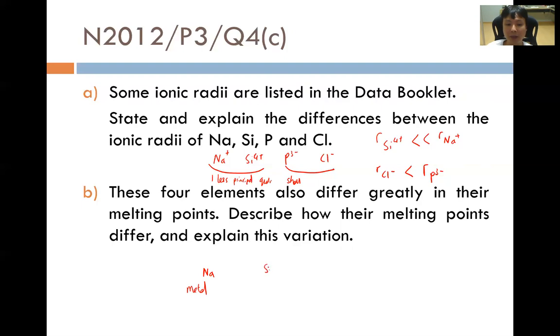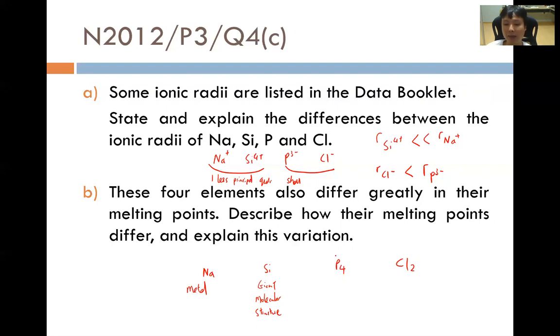For silicon, this is a giant molecular structure. For a giant molecular structure, when you want to melt it, you have to break the strong covalent bonds between the Si-Si atoms, and it will require a tremendous amount of energy, and hence silicon is expected to have the highest melting point among all four. For phosphorus and chlorine, they are simple discrete molecules, chlorine existing as Cl2, while phosphorus exists as P4.